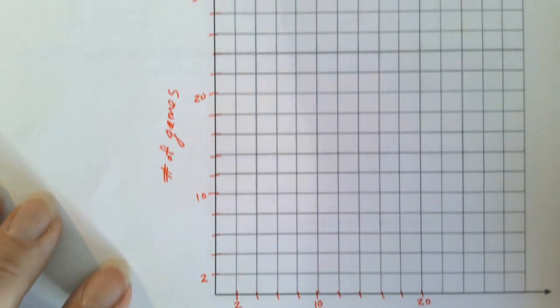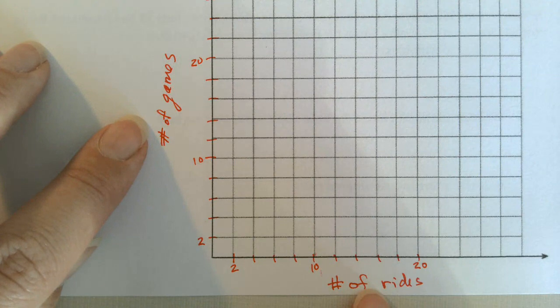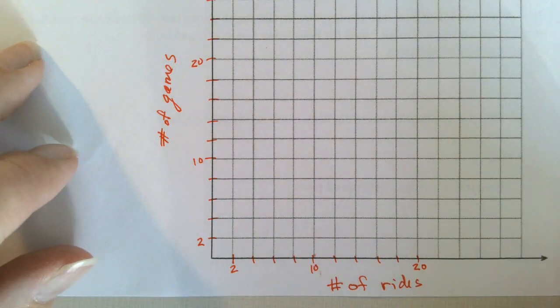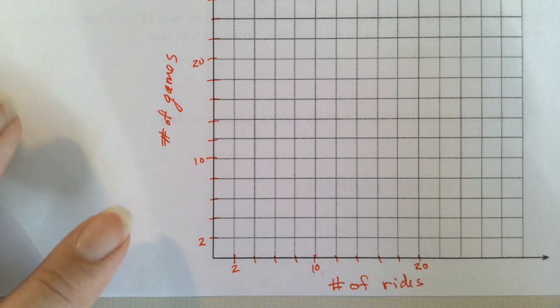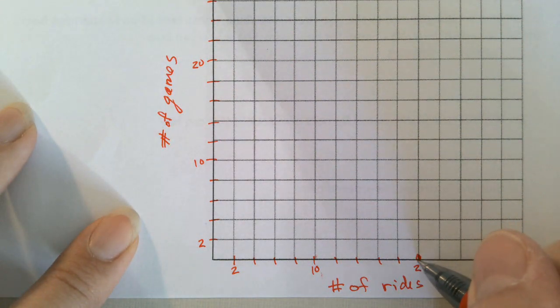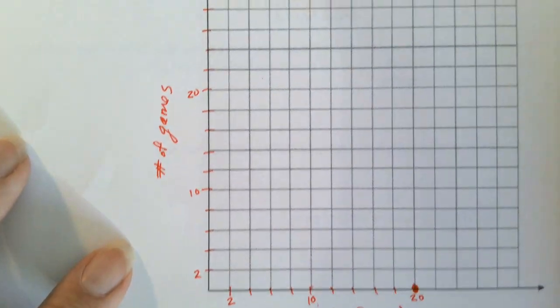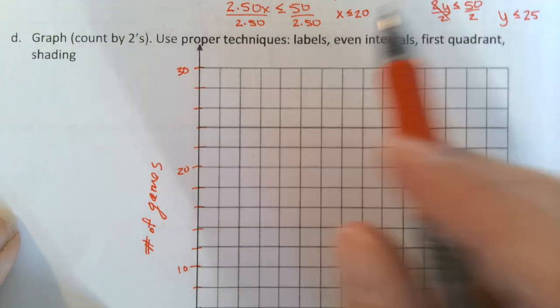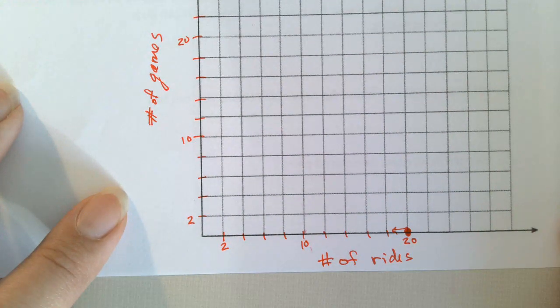Okay. So there's my labels. I've got my label on my graph. I've got even intervals showing. And then I've got my x-intercept. And if you remember, it was 20, 0. So put a point there, 20, 0. And if I want to think about the shading, the x was less than or equal to 20. So I know I'm going to shade to the left of that point.